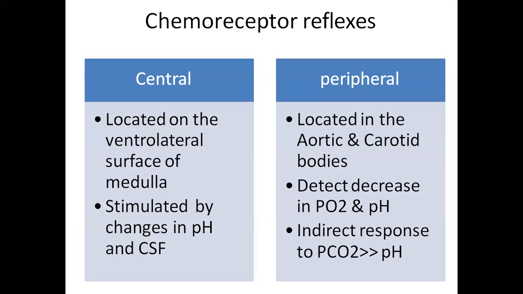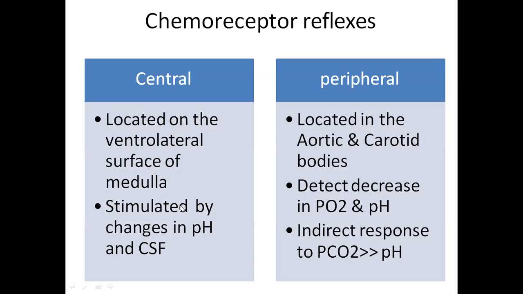So coming to the chemoreceptors. Chemoreceptors can be classified into two: one is central chemoreceptors and another one is peripheral chemoreceptors. The central chemoreceptors are located in the ventrolateral surface of the medulla. In the medulla oblongata part, the central receptors are there.